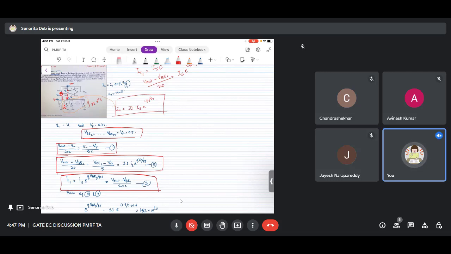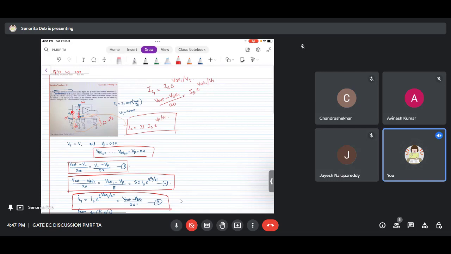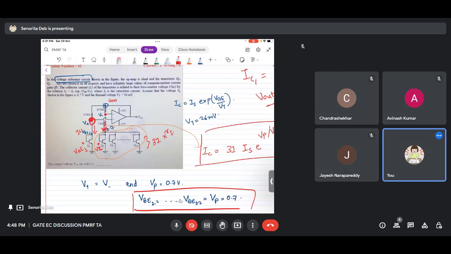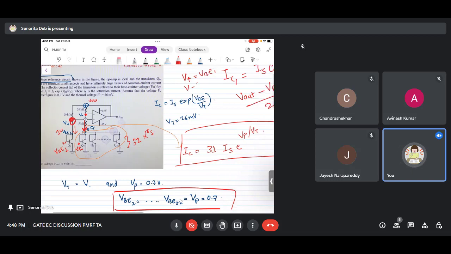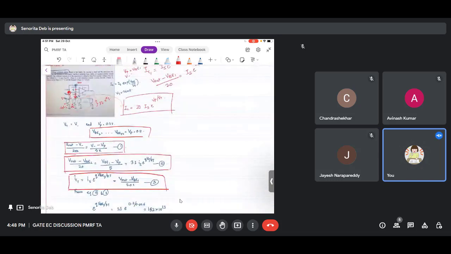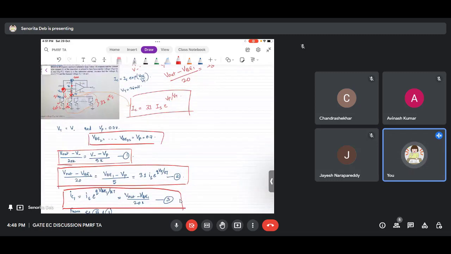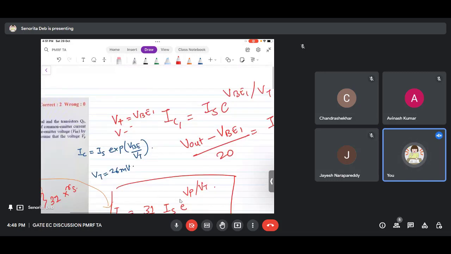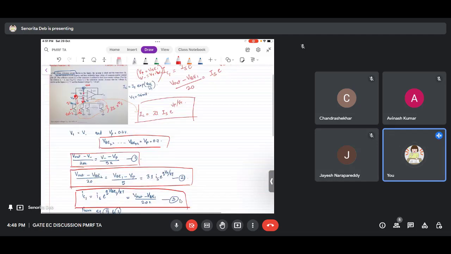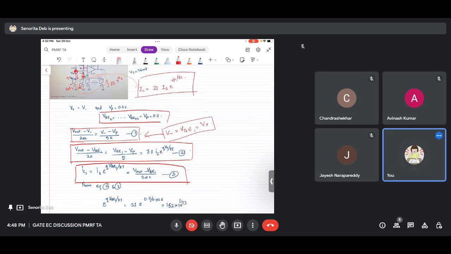Now you see that VB1 is equal to VP, because this is VB1. And VB1 is nothing but V plus, and V minus we had already found out, right? We have found V minus from this. So VB1 is equal to this thing, and V minus is equal to V plus, so this will be equal to VB1. In equation number 1, you can substitute V minus as VB1. Therefore equations 2 and 3 are two equations in two unknowns, right?